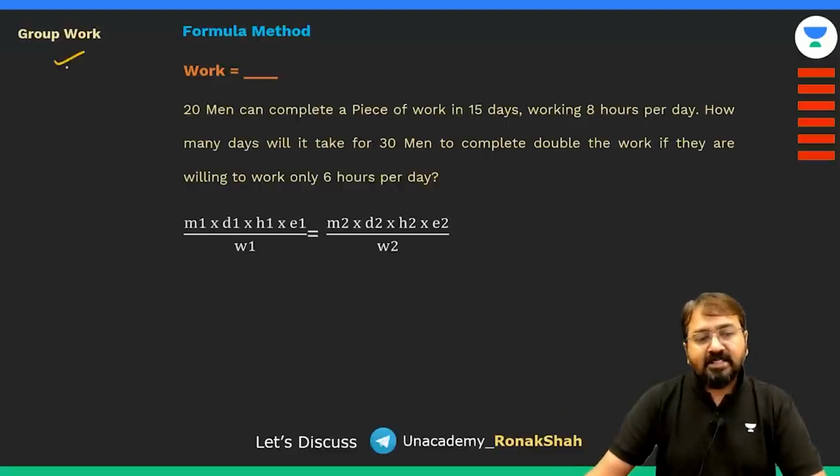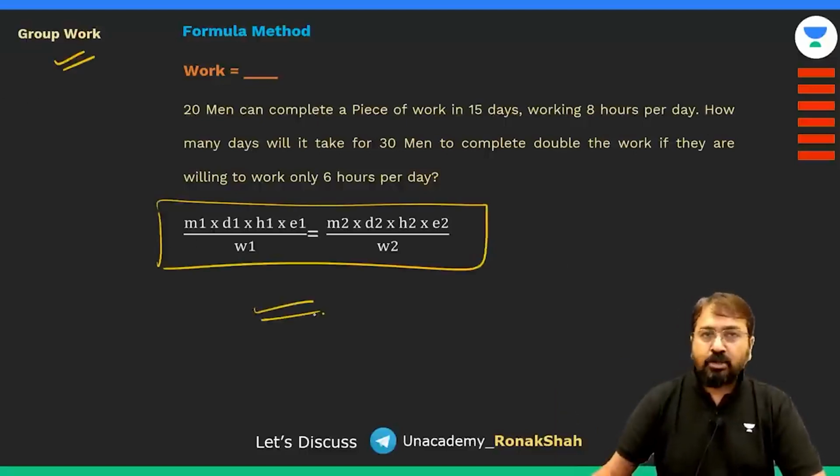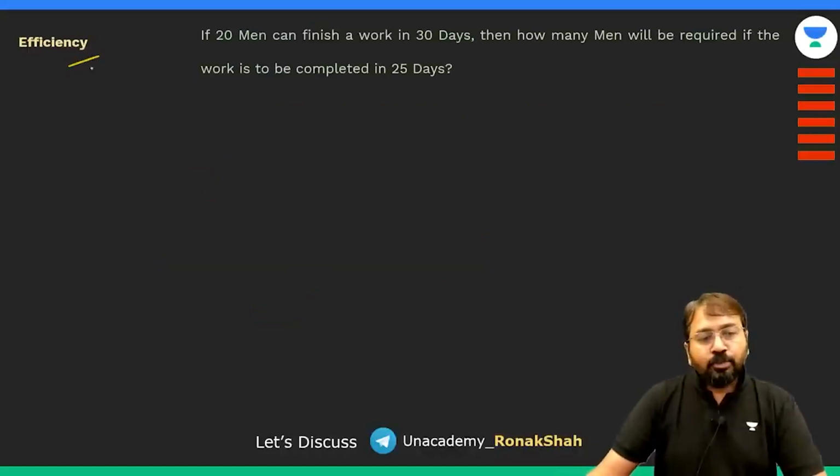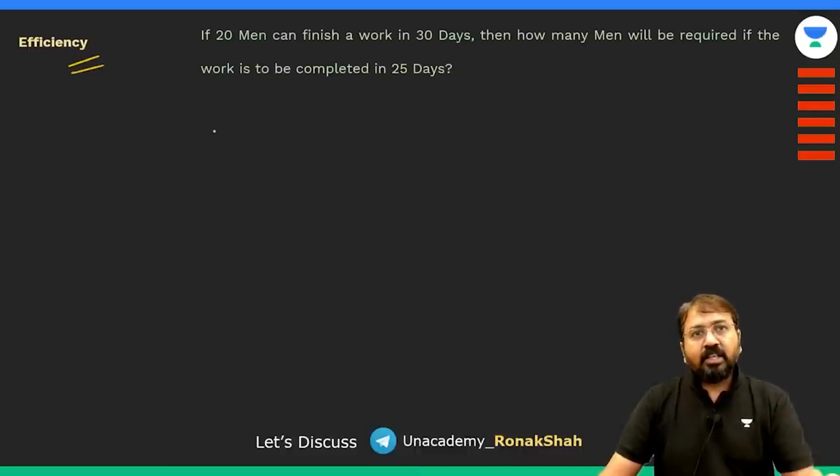Now the third part, as I mentioned, is group work, where you can straight away use this formula. I'm sure when you had learned time and work, you must have seen this kind of formula. Straight away apply it and solve the question. The fourth one is, in group work, you will have to use the concept of efficiency.